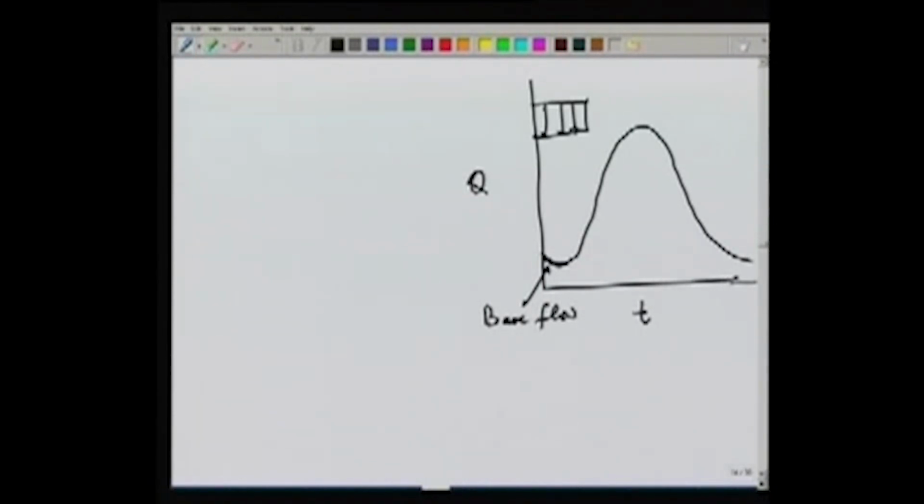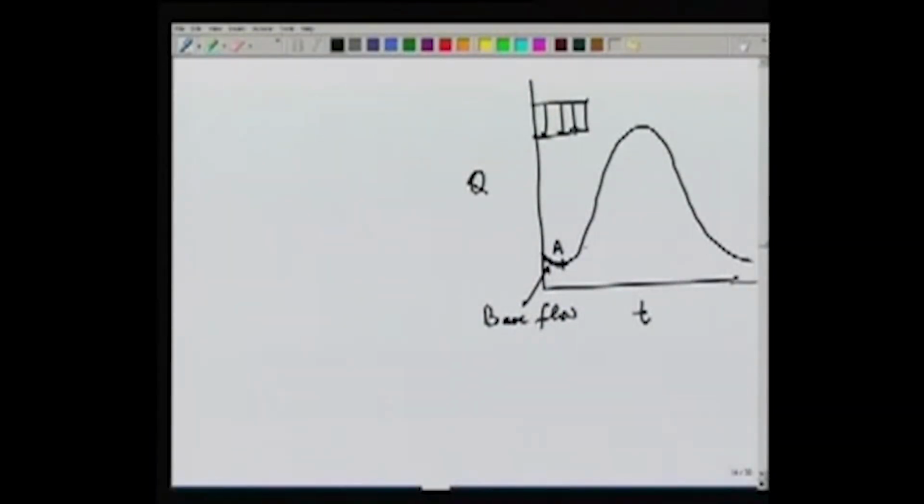Now once the rain occurs, the stream flow does not immediately start to increase because initially some part of the rain will be going into satisfying the evaporation and infiltration requirements. After a while, let's say, this point A. At point A, the rainfall has satisfied the initial abstraction and now the runoff has started. So we call this A the start of the direct runoff.